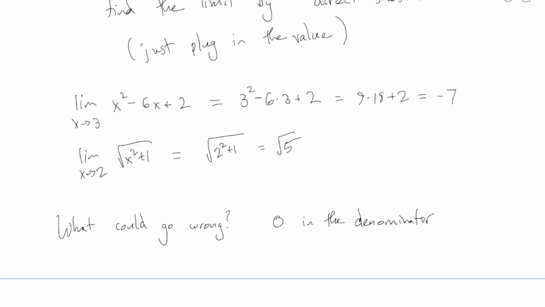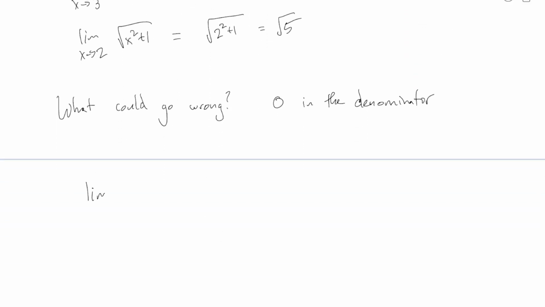But if you get a 0 in the denominator, then you have to be a little smarter, or you've got to do a little bit more in that case. Like this limit, for example, x approaching 3. When I try to plug it in, I get 3 plus 1 over 3 minus 3. This is 4 divided by 0, and that is not a number, right? Dividing by 0 is not allowed. There is no such thing as this.